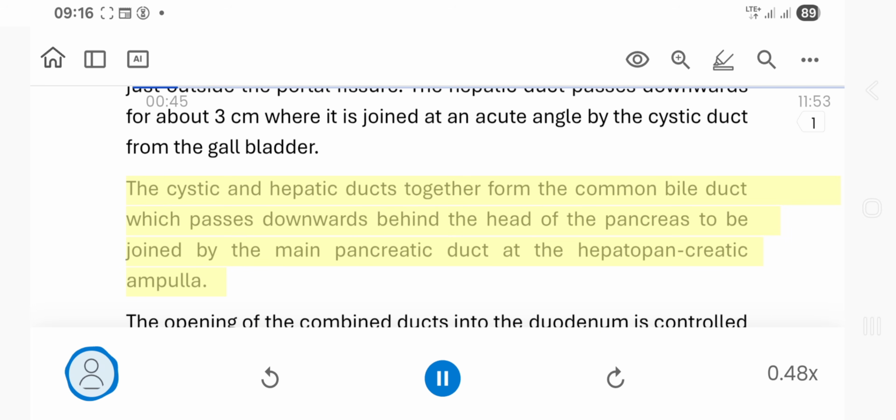The cystic and hepatic ducts together form the common bile duct which passes downwards behind the head of the pancreas to be joined by the main pancreatic duct at the hepatopancreatic ampulla.